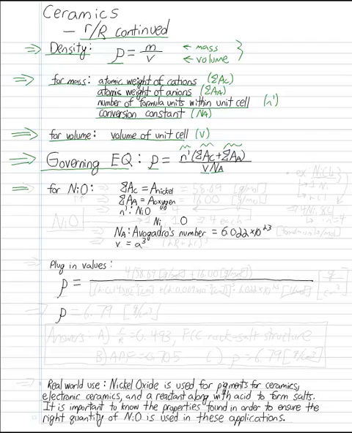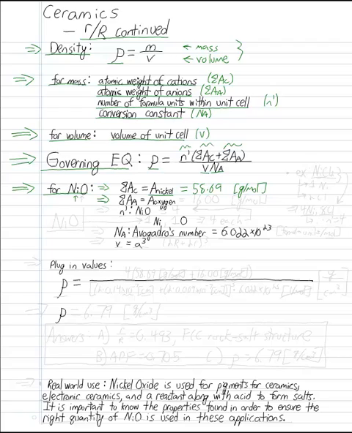Now we want to find these quantities for nickel oxide. First up is the atomic weight of the cations. Nickel is the only cation in NiO, meaning that it's just the atomic weight of nickel. We can look that up and see it's 58.69 grams per mole.